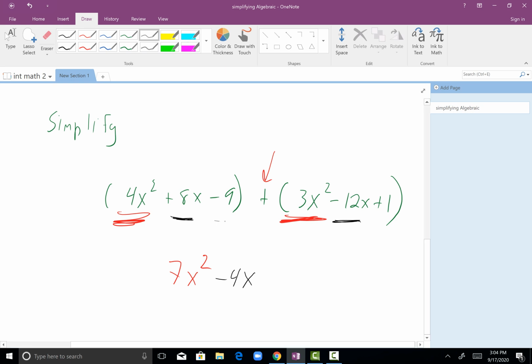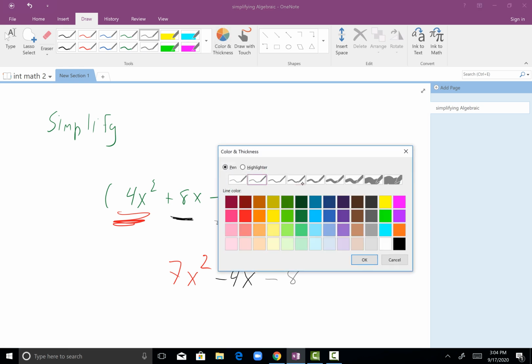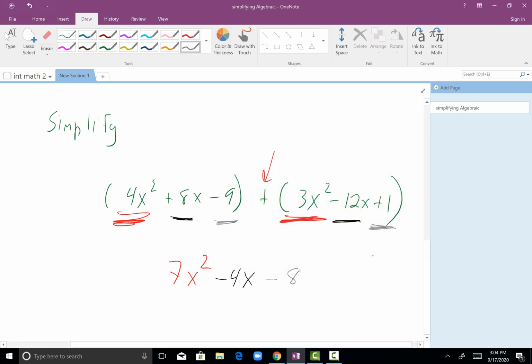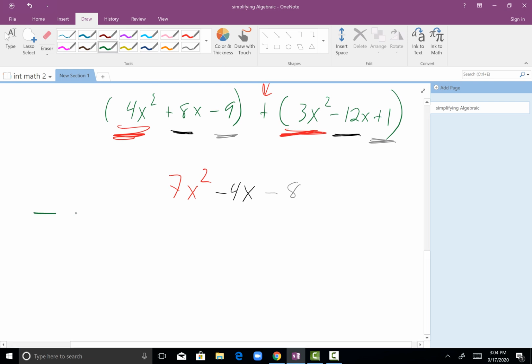Let's see what we got next here. I got this and this, and I'm going to combine those. Negative 9 plus 1, negative 8. I meant those to be different colors, but they didn't turn out to be that way. So I'm going to make this a little thicker. There we go. All right, so there is our first one. Combining like terms, that's simplify. That's all we're doing there. We cannot take x squared and x and add it, and we can't add a number and a variable. Cannot do that. Not a good idea.